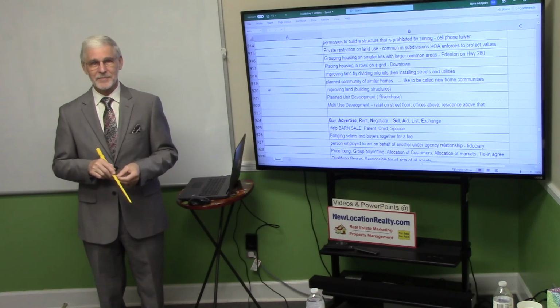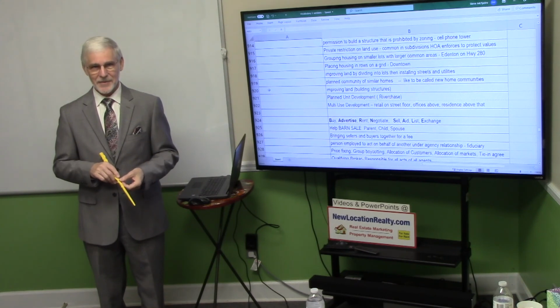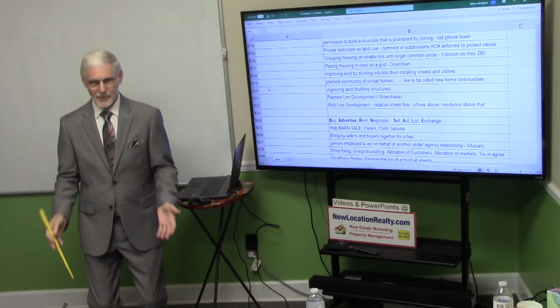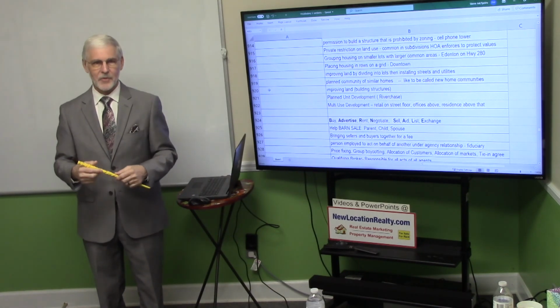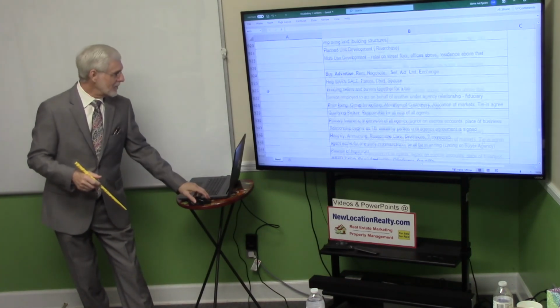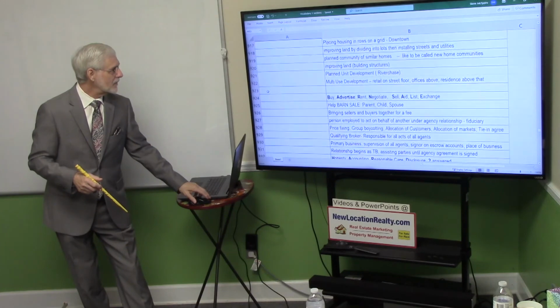There's the PUD, Planned Unit Development. And then you got the MUD. MUD's the multi-use development, and that's where they're going straight up, taller. Then you got the barn sale. Yes, I see barn sale coming down here.